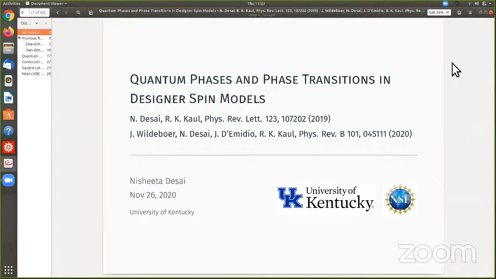Nishita went to Ribu Kaul after a master's at BITS Goa, and she actually was a part of DTP TIFR doing her master's project with me at that time. So it's a pleasure to have her back.